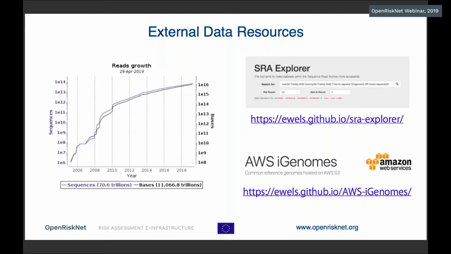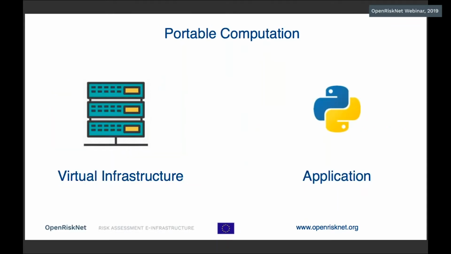Again, all this together highlights that the computation that we're doing needs to be portable. And you can think about this portability in several ways. You have several options here. You could imagine that you could move the whole virtual infrastructure every time you wanted to do analysis. With the OpenRiskNet environment, that is somewhat possible: you could, if you wanted to, spin up a virtual instance of it on a cloud provider and then run your analysis there if that was required.